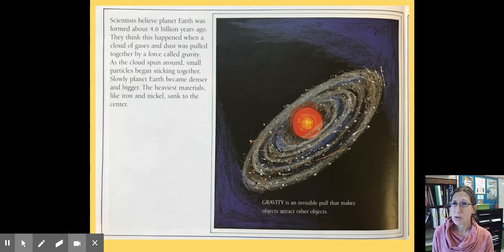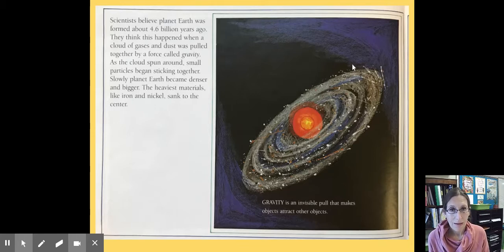Scientists believe planet Earth was formed about 4.6 billion years ago. They think this happened when a cloud of gases and dust was pulled together by a force called gravity. Well, we know about gravity, don't we? That's the force that pulls things to Earth. As the clouds spun around, small particles began sticking together. Slowly, planet Earth became denser and bigger. The heaviest materials, like iron and nickel, sank to the center.